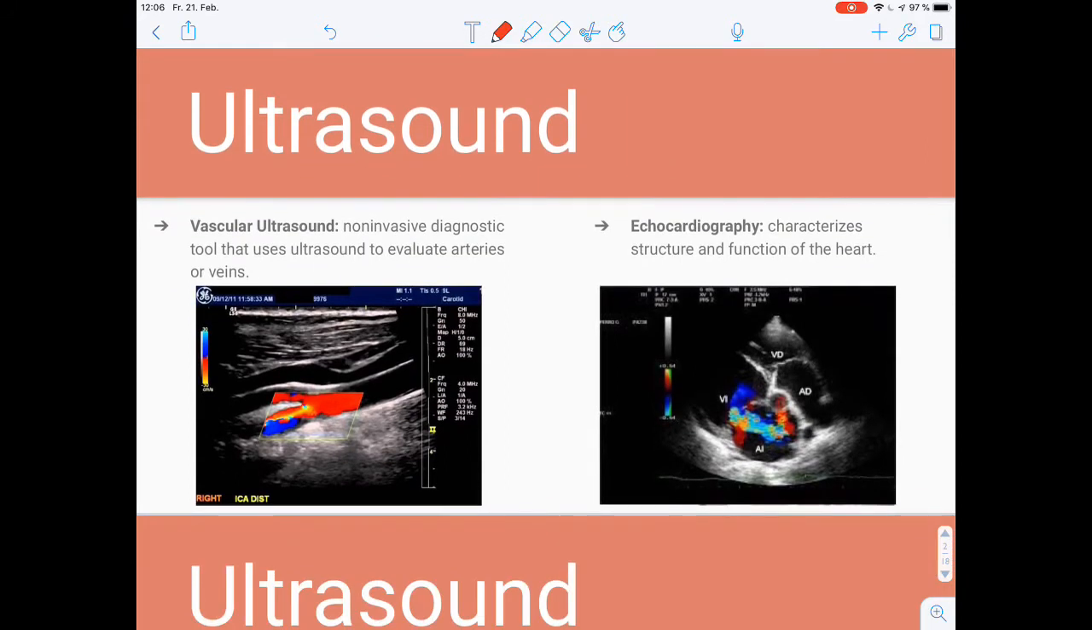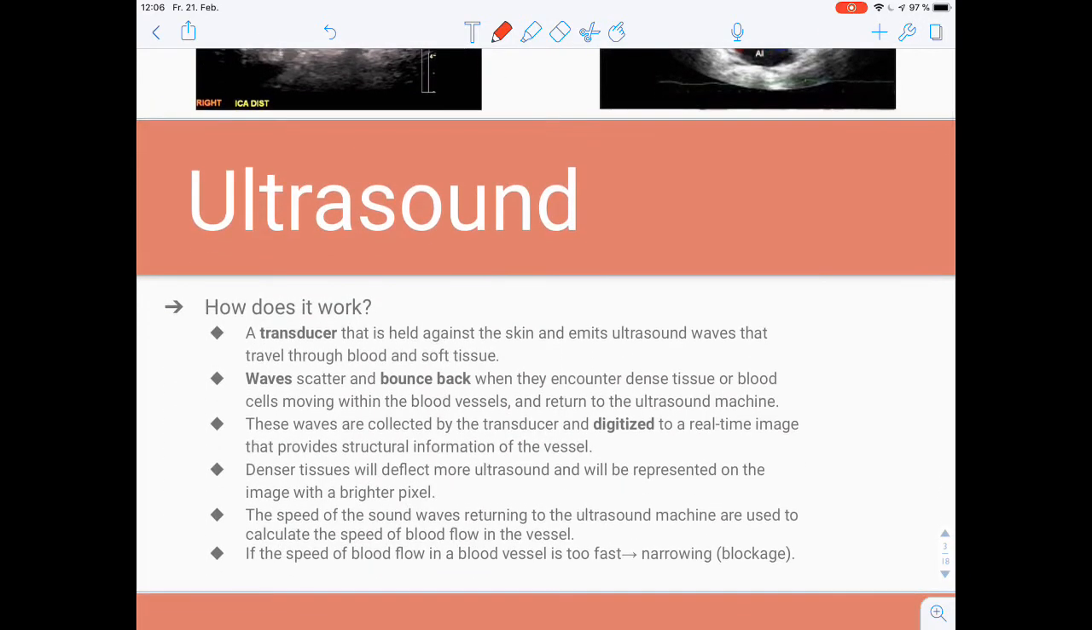The first technology to be evaluated is the ultrasound. There are two types of ultrasound: the vascular ultrasound, which is a non-invasive diagnostic tool that uses ultrasound to evaluate arteries or veins, and the echocardiography, which is the same, but it characterizes structure and function of the heart. So how does this technology work?